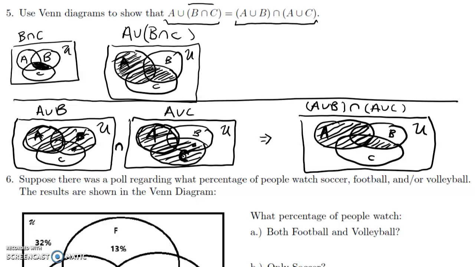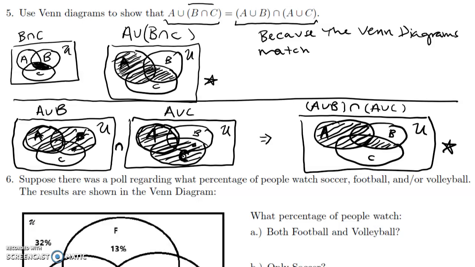And now what we do is we take a look at these final two diagrams. So we've got this diagram and this diagram, and taking a look at them, we see that they match, right? They have exactly the same regions that are shaded and unshaded. So we ended up with the same Venn diagram. So because the Venn diagrams match, the sets are equal.